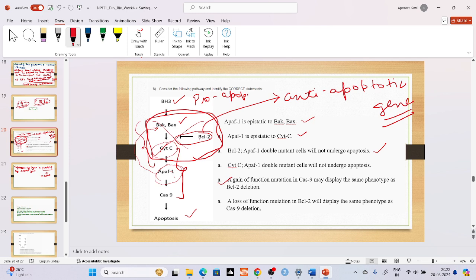Then, a loss of function mutation in BCL2 will display the same phenotype as Cas9 deletion. Will it show the same phenotype? No. Why? Because if BCL2 is lost, then it will support the apoptosis process because BCL2 is inhibiting it. But if Cas9 is deleted, then apoptosis cannot occur because Cas9 ultimately initiates a protein cascade and cleaves the target protein. It is downstream of APAF1. So this is wrong. So all the statements are correct and the last one is wrong.